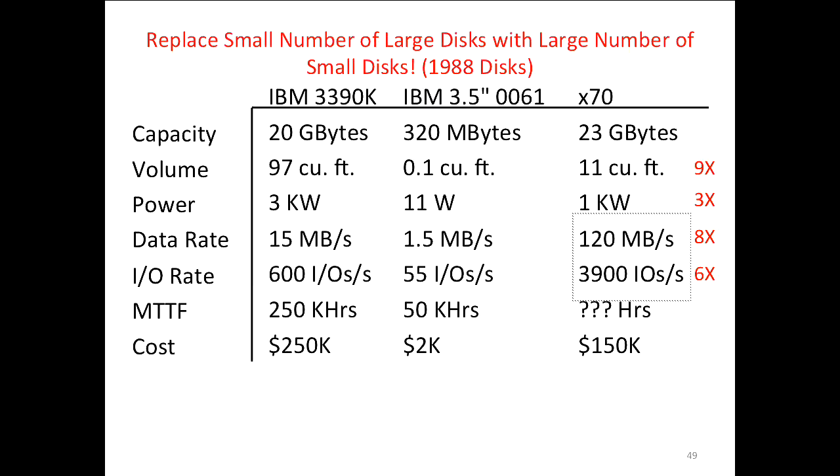And if you took these small IBM drives and said, what if I just took a lot of them and ganged them together, you would see a lot of potential benefits, right? At the same capacity, you need 70 of these little drives to match one of these big drives, but you'd be 9 times smaller in volume. You'd be 3 times better in power. You'd potentially be 8 times faster in bandwidth, and 6 times faster in IOs, and potentially quite a bit cheaper.